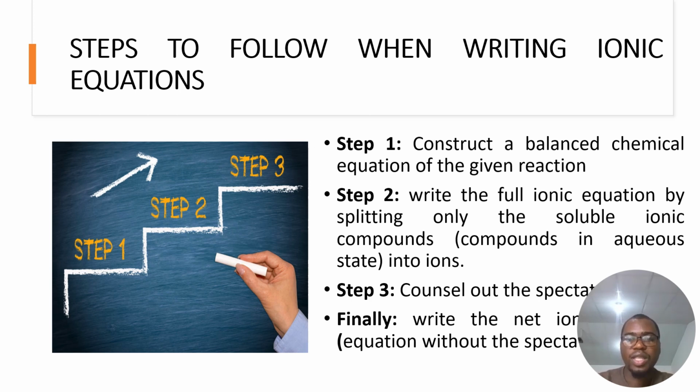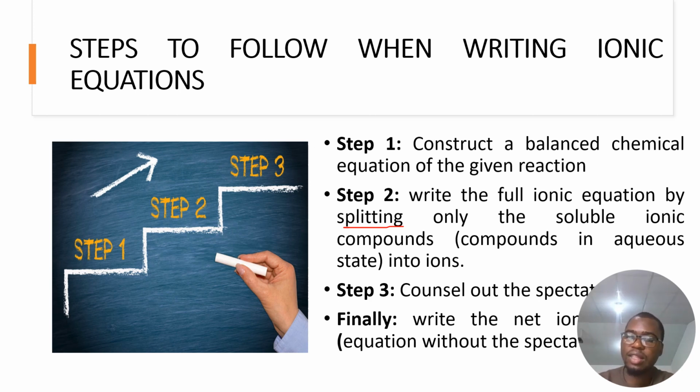Step 2, you are supposed to write the full ionic equation by splitting. So splitting here, we are referring to dissociation. Then step 3, you are supposed to cancel out what we call the spectator ions. And then finally, you write whatever remains in the equation without those that you've cancelled out, and you are done.